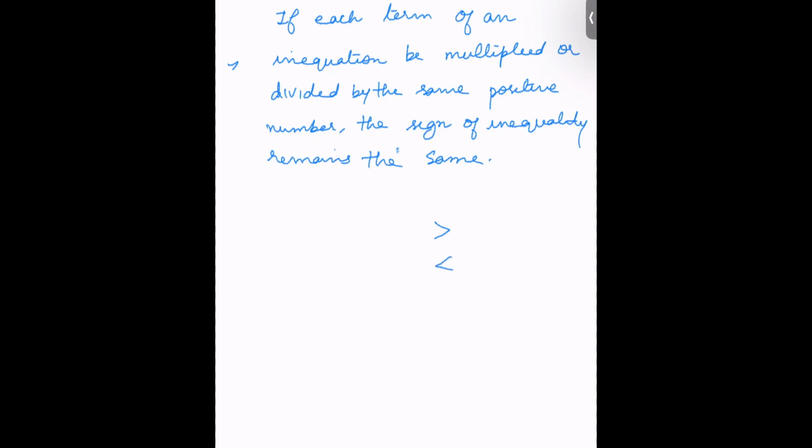Why is it saying this? Because rule number 4 says, if I am multiplying a number, say 5x plus 3 is greater than 8, I am multiplying this inequation with a negative number, say negative 2. What do I get? Negative 10x, negative 6, negative 16, right? Because 5x into negative 2 gives negative 10, 3 into negative 2 gives negative 6, and 8 into negative 2 gives negative 16.